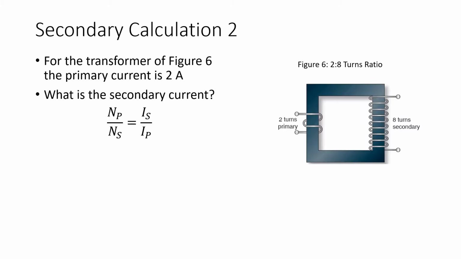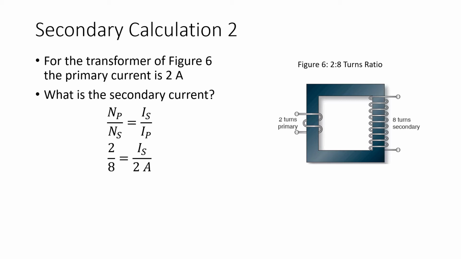And one more calculation or example. For the transformer of Figure 6, we're given that the primary current is 2 amps, and we're asked to determine the secondary current. We start with our equation, NP over NS equals IS over IP.